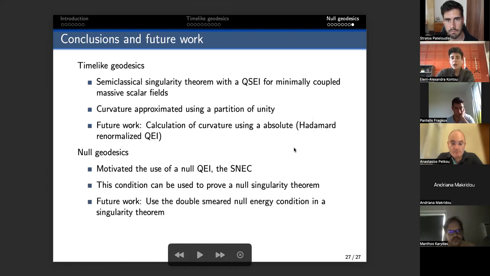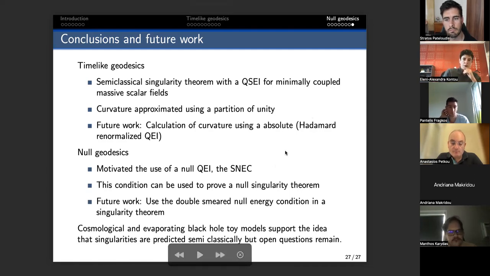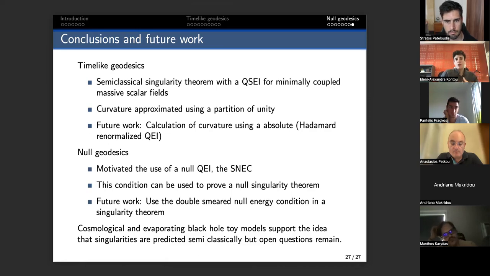What would be next? I would say that so far from this work that I've done, it looks like that semi-classically singularities are predicted, and we can prove singularity theorems with quantum fields in a semi-classical context. Of course, this is not a complete work, especially in the null case, but some examples in cosmology and black holes suggest that this could be possible.